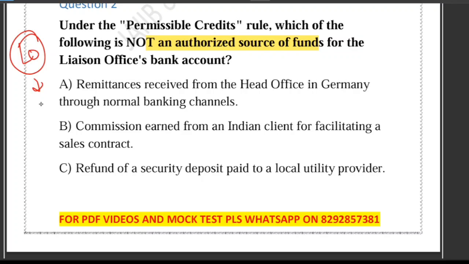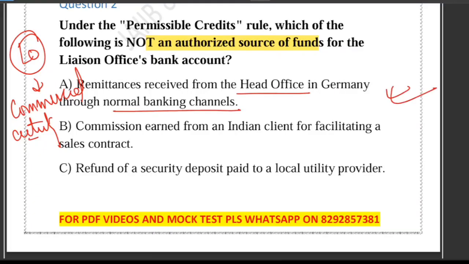Suppose this LO is earning a fee, or earning commission or fee, that becomes commercial activity, which is strictly prohibited. So if you look at option A, HO remittance through normal banking channel, remittance received from HO through normal banking channel. Yes, this is allowed because this is the main permitted credit for an LO. All expenses must normally be funded only by head office abroad.